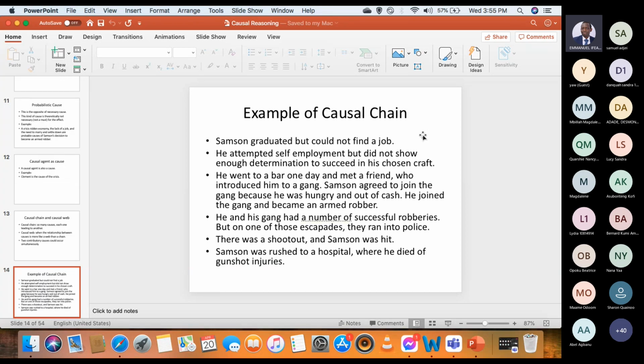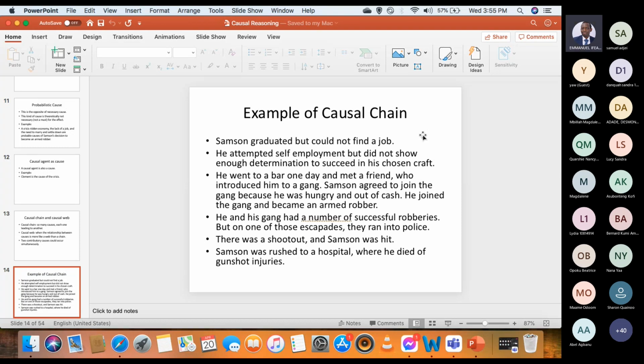So let's look at examples. Example of causal chain. Samson graduated but did not find a job. That's the first cause. Then he attempted self-employment but did not show enough determination to succeed. So from not finding a job, he went to self-employment. It didn't work. That's another step in the causal chain. Then he went to a bar one day and met a friend who introduced him to a gang. That's the next step. So you can see one cause leading to another. And then Samson agreed to join the gang because he was hungry and out of cash. He joined the gang and became an armed robber. So you can see there's progress.